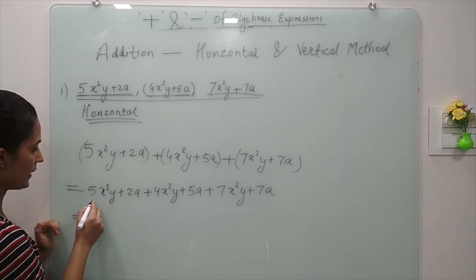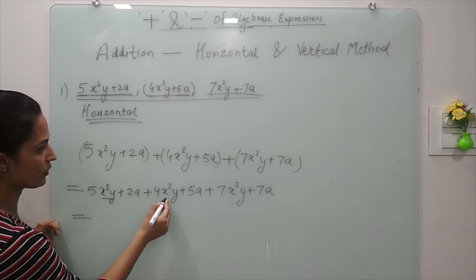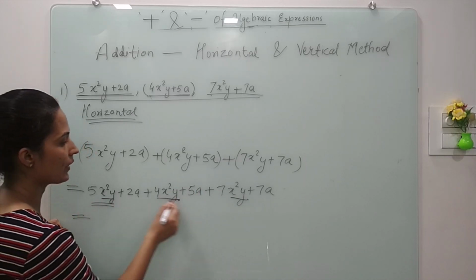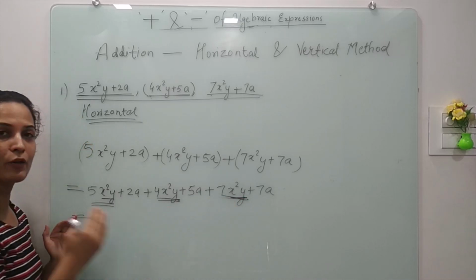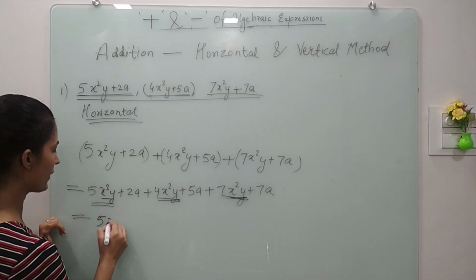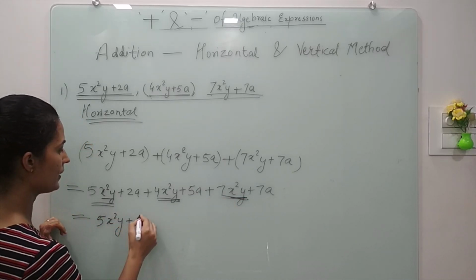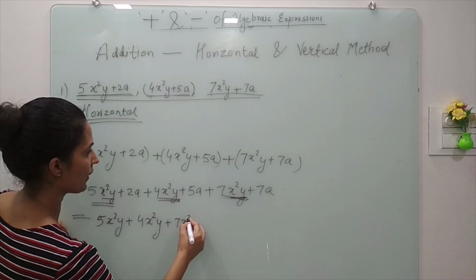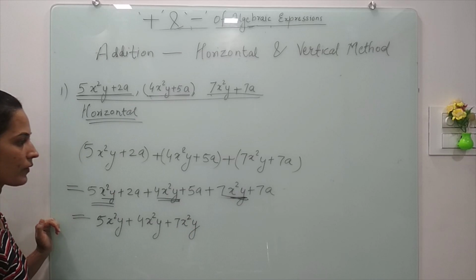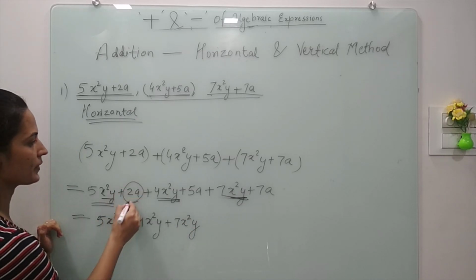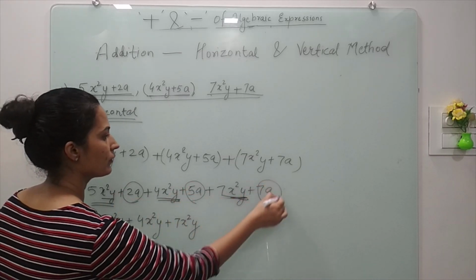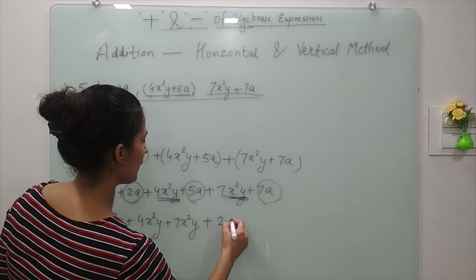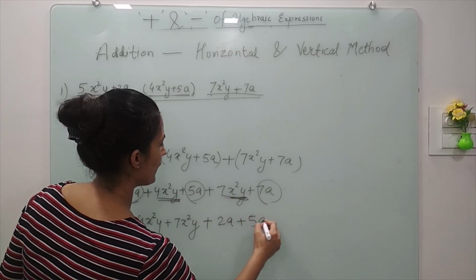So we can see here, this is x square y, this is also x square y, this is x square y. So these three terms are the like terms. So let me group them together. So this is 5x square y plus 4x square y plus 7x square y. Now these remaining terms are also like terms. I can group these three together. So let's group them: 2a plus 5a plus 7a.